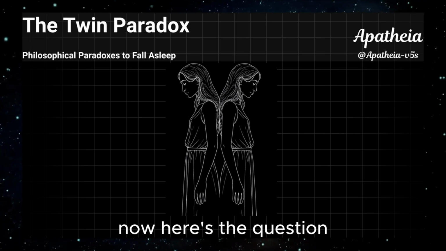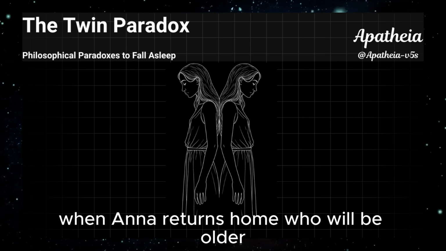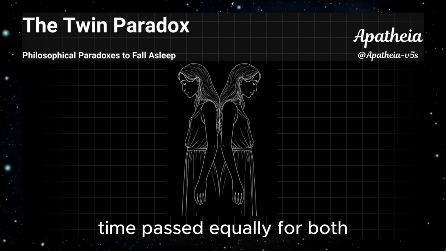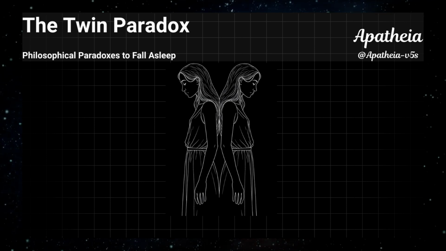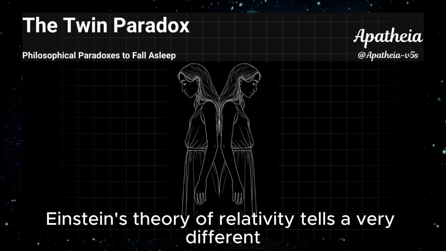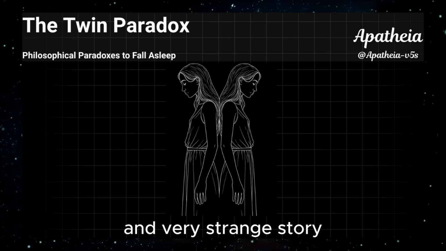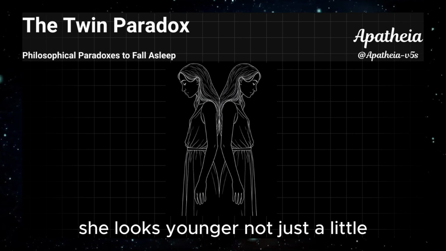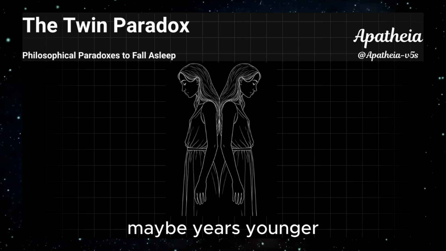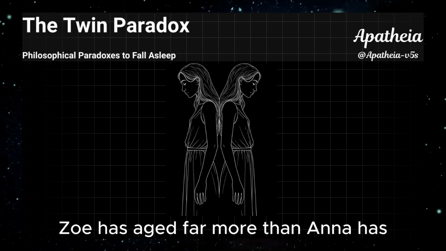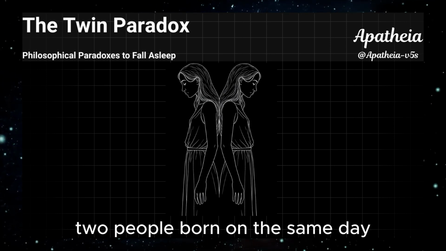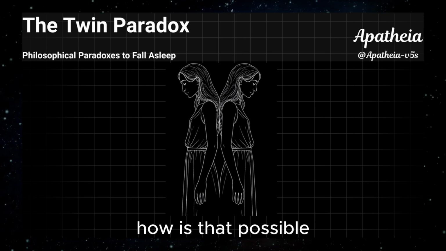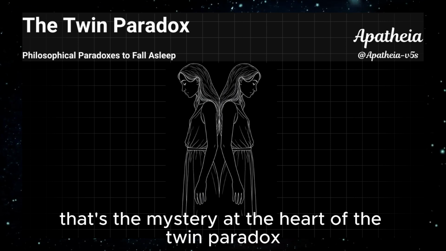Now here's the question. When Anna returns home, who will be older? Your first instinct might say, they're twins. Time passed equally for both. They should be the same age. But Einstein's theory of relativity tells a very different and very strange story. When the ship lands and Anna steps out, she looks younger. Not just a little, maybe years younger. Zoe has aged far more than Anna has. Two people born on the same day are now in completely different stages of life. How is that possible? That's the mystery at the heart of the twin paradox.